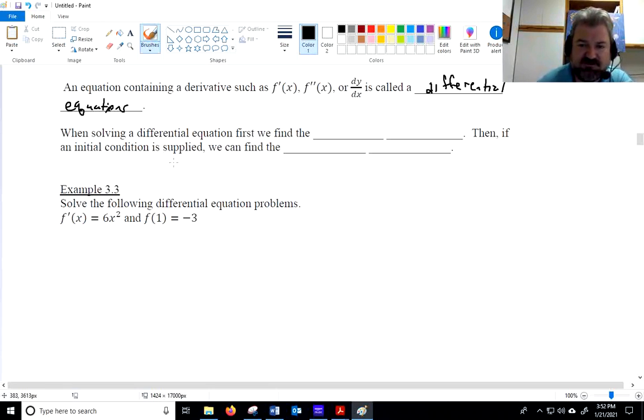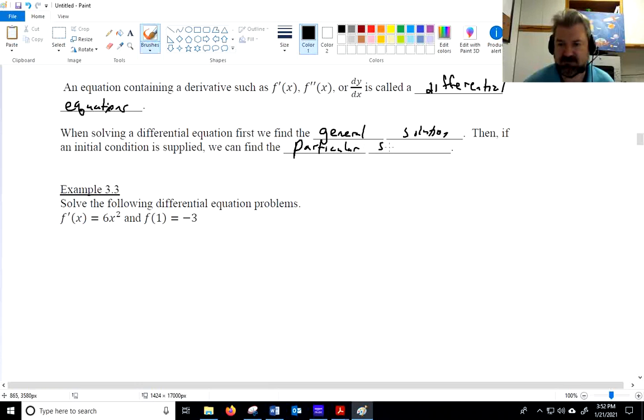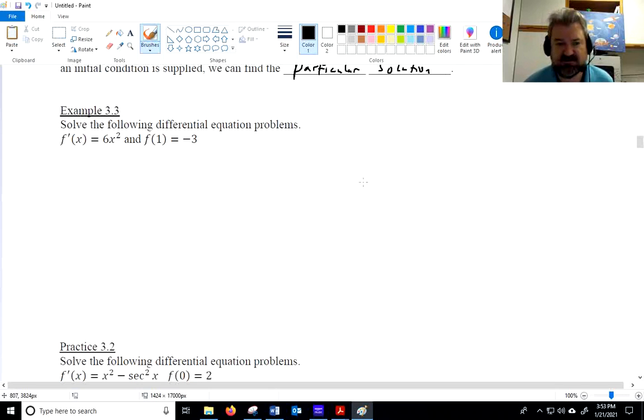When solving a differential equation, first we find what's called the general solution. So we're going to find a general solution. And then if we have an initial condition, it's often called an IVP or initial value problem, then we can find the particular solution. So we can solve for the missing c, in other words. Let's see how that works. Let's solve this differential equation.